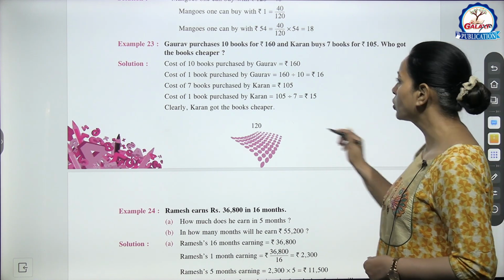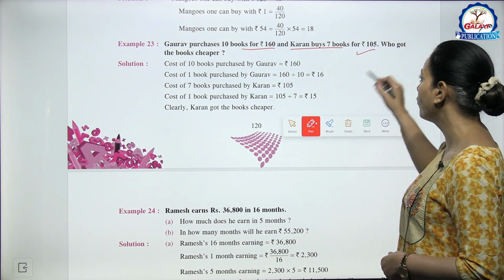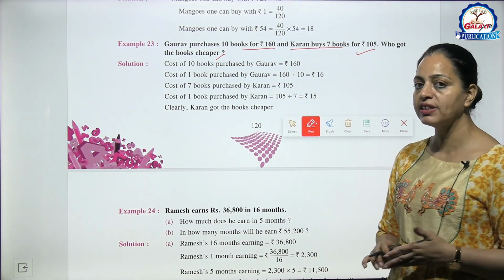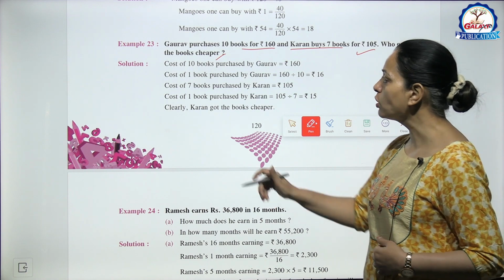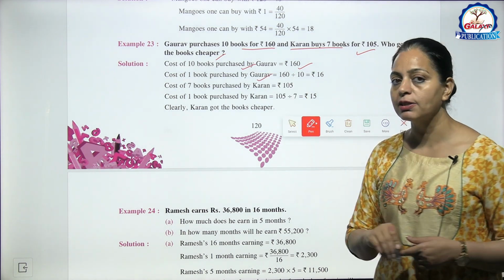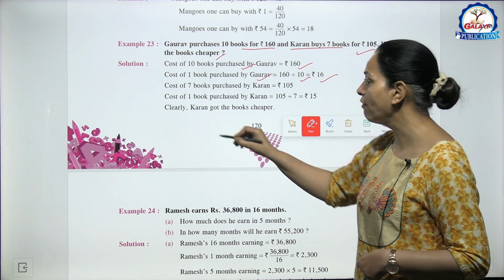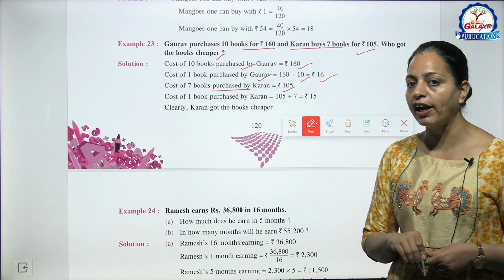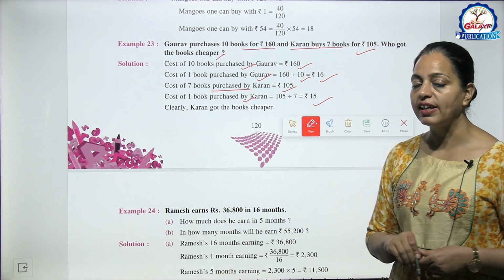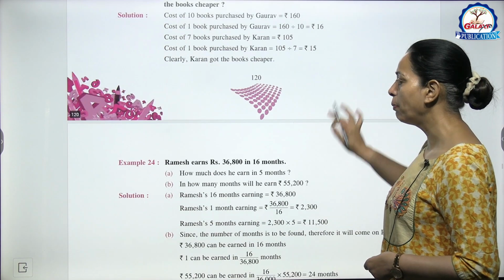Example 23. Gaurav purchases 10 books for rupees 160 and Karan buys 7 books for rupees 105. Who got the books cheaper? तो हम क्या करेंगे, cost of 1 book निकालेंगे दोनों cases में and then compare it. So cost of 10 books purchased by Gaurav is 160. So cost of 1 book purchased by Gaurav is 160 divided by 10, rupees 16. Now cost of 7 books purchased by Karan is 105, and cost of 1 book purchased by Karan is 105 divided by 7, that is 15 rupees. So clearly Karan got the books cheaper, right?